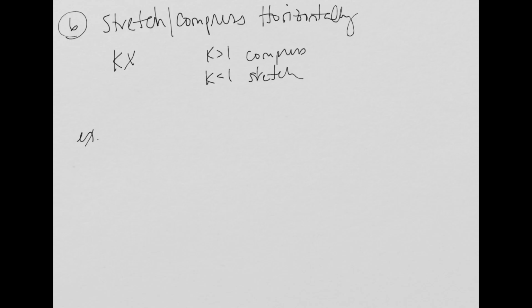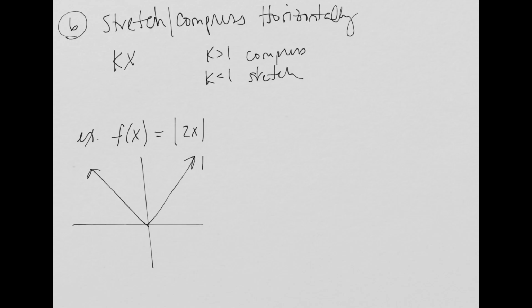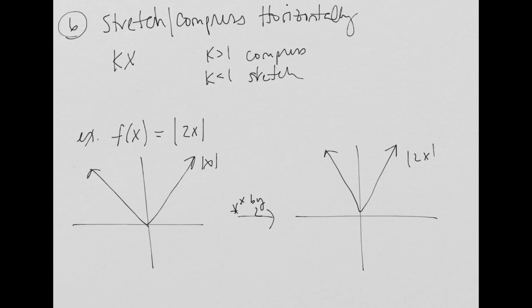So for example, let's look at the absolute value of 2x. So start with what you know. This is my absolute value of x. We know what that looks like. And what are we doing? We're multiplying the x by a 2. I'm not multiplying the whole function by a 2. I'm multiplying just the x by a 2. So what does that do? Well, that's going to compress it horizontally, not vertically. So it's going to make it a little more pushed in on the sides. So this is the absolute value of 2x.